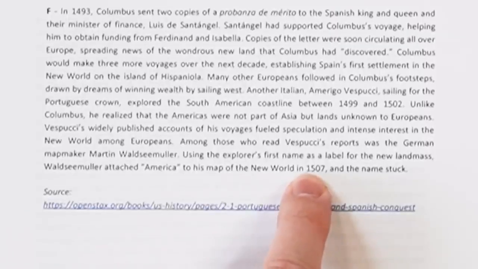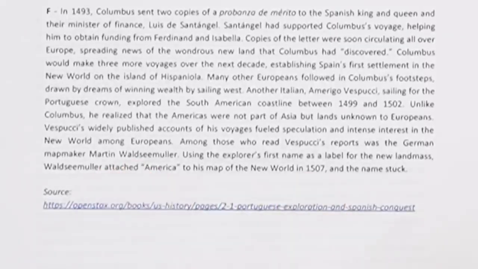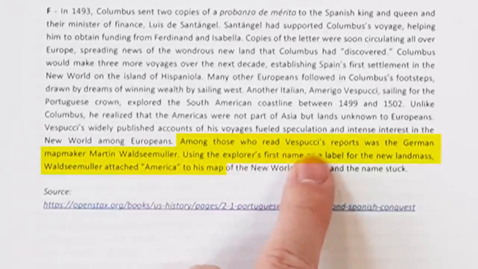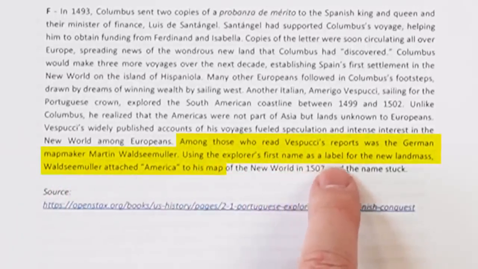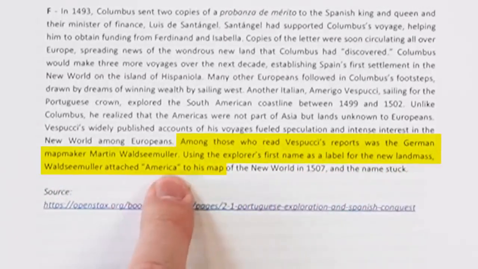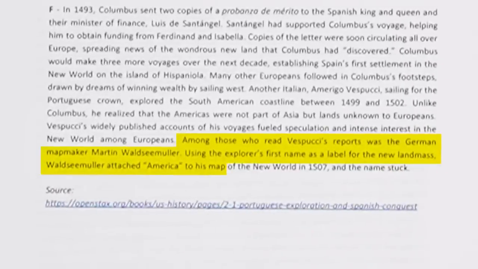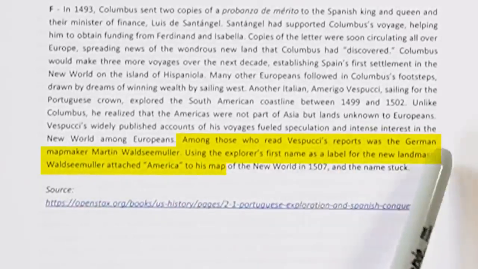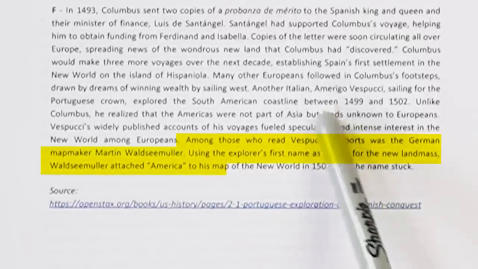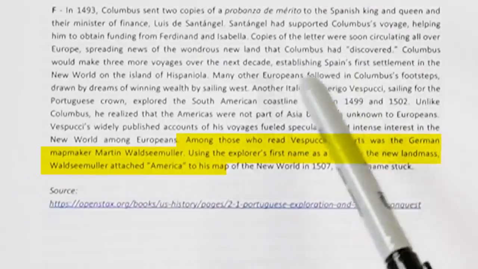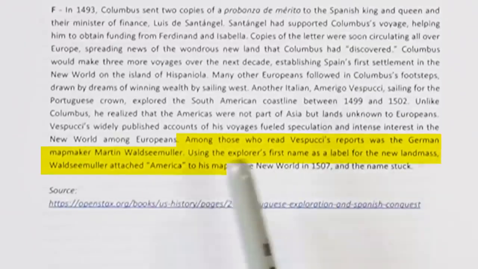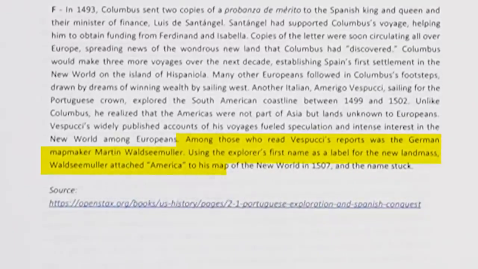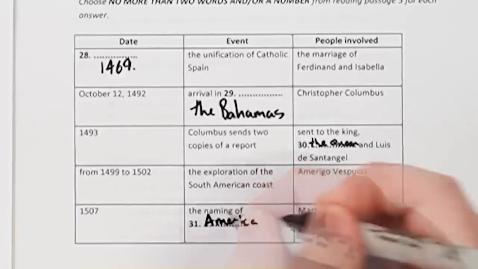1507, the naming of, and it's to do with this guy Waters, someone's name I can't pronounce. Among those who read his reports was the German map maker. Using the explorer's first name as a label for the new landmass, he attached America to his map. The naming of America, could it be? Using the explorer's first name as a label for the new landmass. Amerigo. Oh, I didn't know that. America was named after an Italian. Using the explorer's first name as a label, attached America to his map. So it is the naming of America.